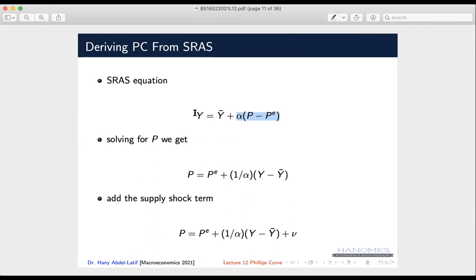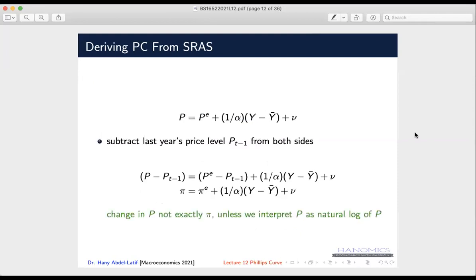In the videos, I discussed how to derive the Phillips curve from this short-run aggregate supply curve. It was very straightforward, because you just solve for P here and add the terms to do with supply shocks. Then with a little bit of manipulation, you subtract P(t-1), because we care about inflation, not the price level itself. That gives us something very similar to the equation we saw in the previous slide. The only difference is 1 over alpha.